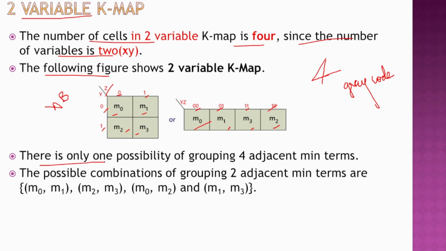There is only one possibility of grouping four adjacent minterms. The possible combinations of grouping two adjacent minterms are either you will group with this. Here there will be only one possible grouping, that is this. Either you will group this or you will group this. Here m0, m1 or m2, m3 or m2, m0, then m1, m3.